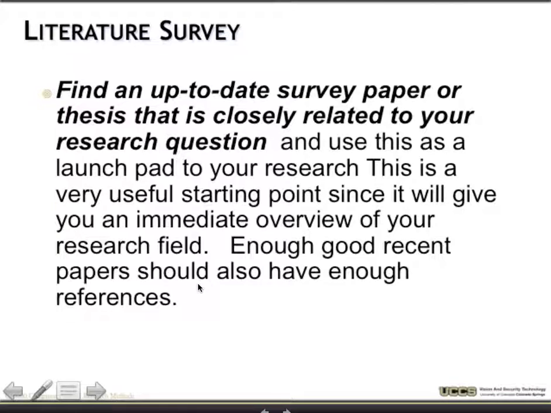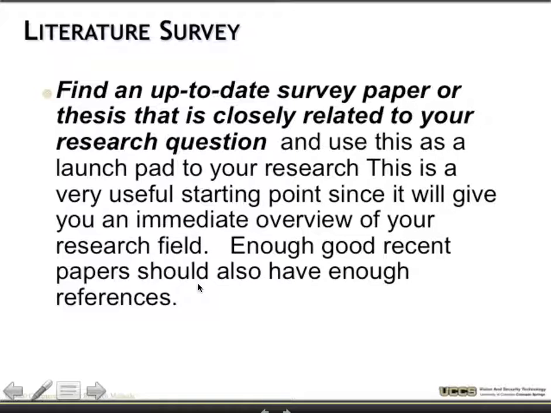Go beyond them. As you're doing your literature survey, finding an up-to-date survey paper or thesis that is closely related to your research question can be really valuable, and at some levels really disheartening. But you should definitely be searching for survey papers. If you're doing a survey paper and you find a survey paper that came out last year on the same topic, you probably can't publish your survey paper.